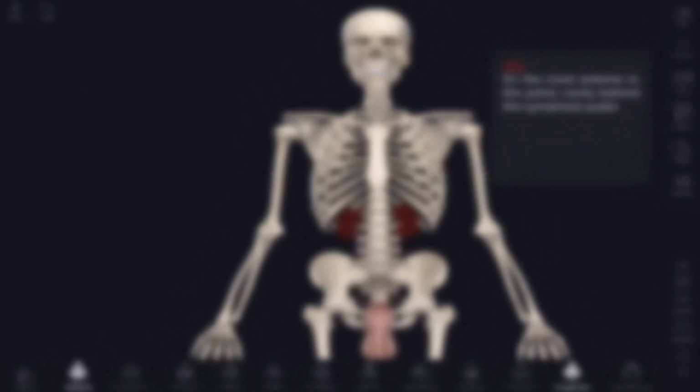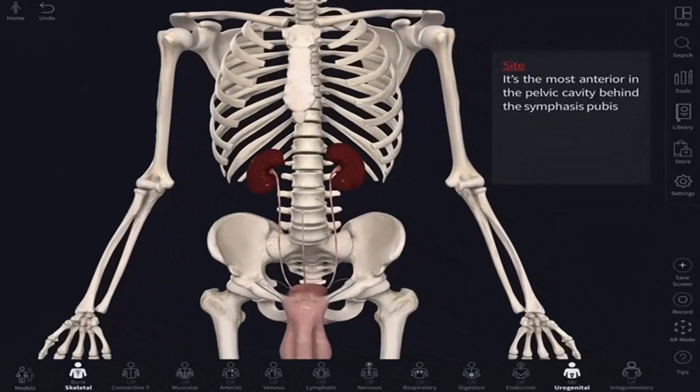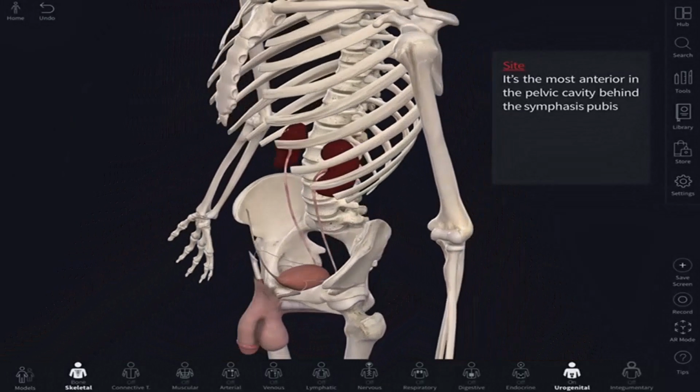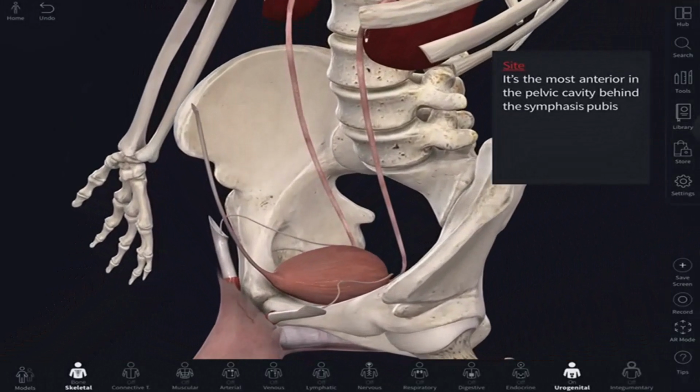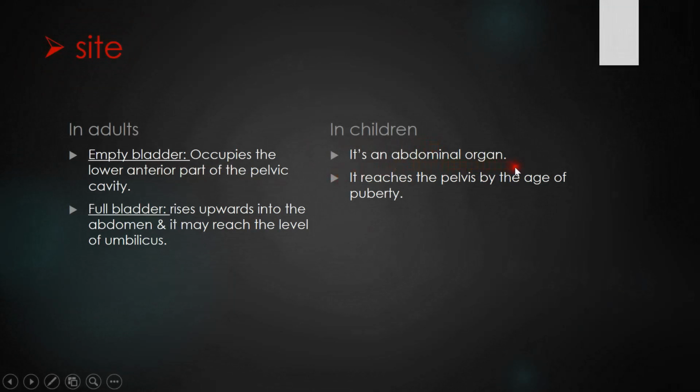The site of urinary bladder. It's the most anterior in the pelvic cavity behind the symphysis pubis, as we can see here in this 3D model. But we also should ask ourselves whether it's an adult or child. In children, it's an abdominal organ. It reaches the pelvis only by the age of puberty. While in adults, the empty bladder occupies the lower anterior part of the pelvic cavity as we have just seen. When it's full with urine, it rises upwards into the abdomen and may reach the level of umbilicus.